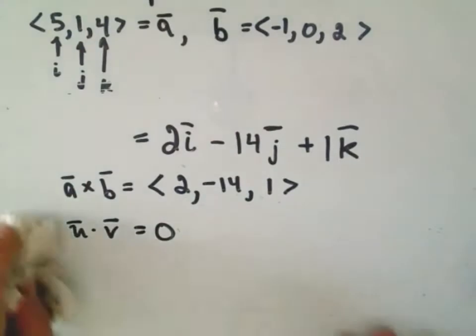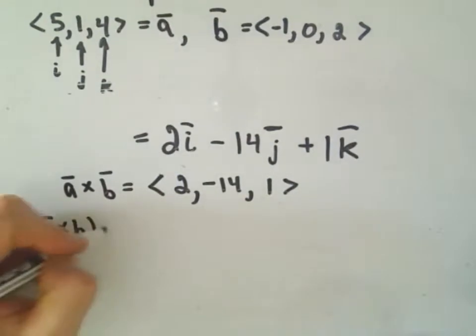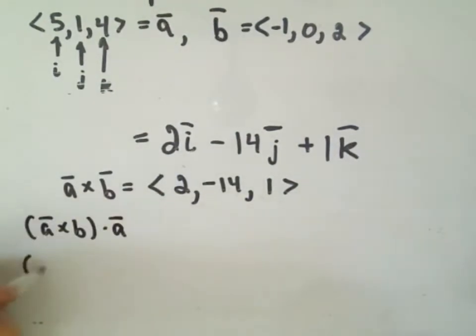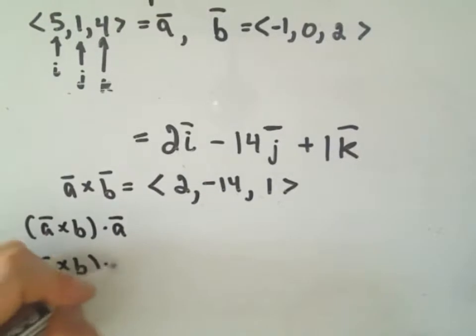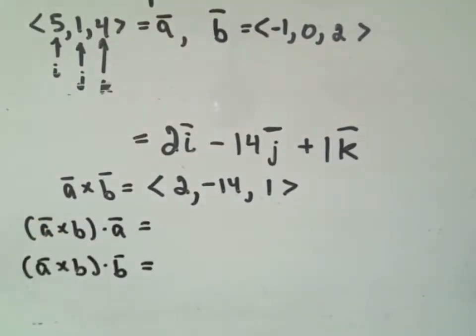So one thing you could do is simply take the dot product of the vector a cross b with vector a. You can take a cross b, dot it with vector b, and see that you get out the value 0. If not, something's wrong. Obviously, if you don't know what a dot product is, I've got a video on that, so feel free to take a look at it.